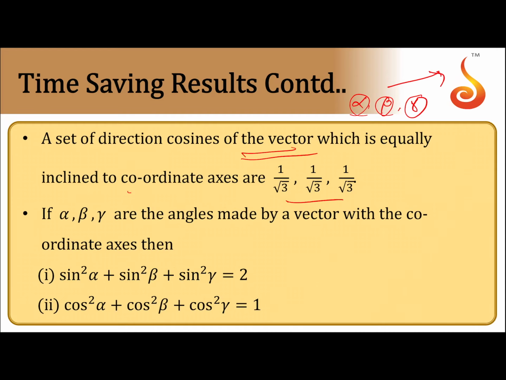Remember it. And you know the sum of squares of them, cos square alpha plus cos square beta plus cos square gamma, is always equal to 1. By using that property, you will be getting these two conditions.